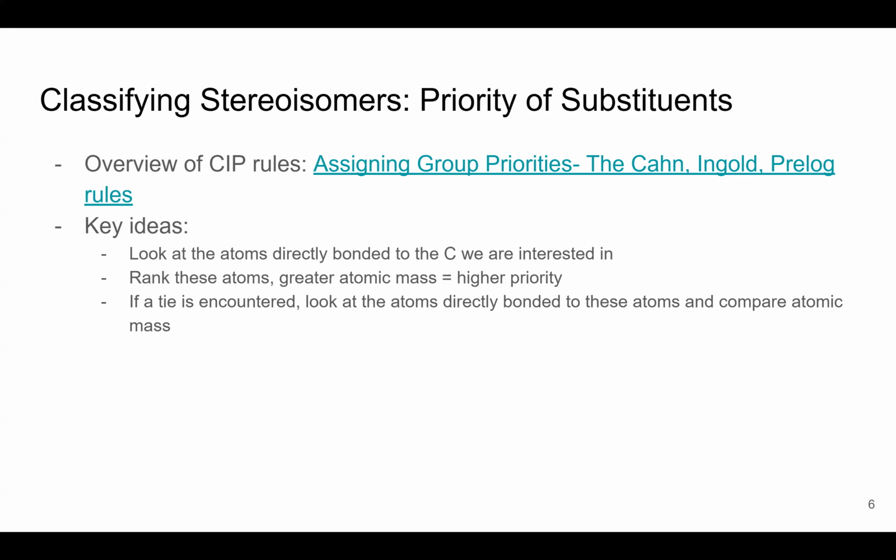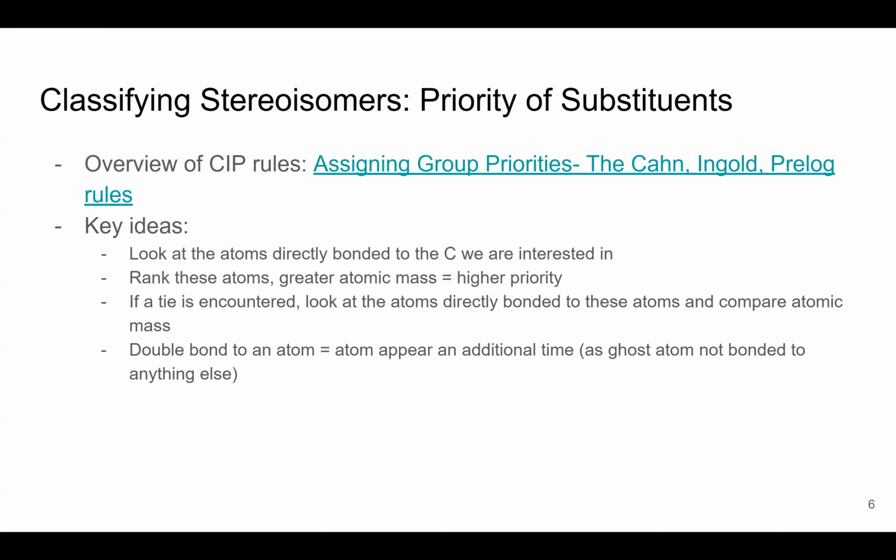So when you have a double bond to an atom, then the atom appears an additional time as a ghost atom that's not bonded to anything else. So, for example, when you have a carbon double bonded to another carbon, then in priority rule terms, it's basically carbon bonded to an additional carbon, but that additional carbon is not bonded anywhere else. So for complicated cases, I recommend you draw the priority tree, which I will introduce in the next slide.